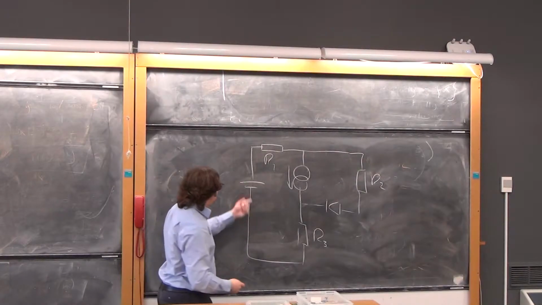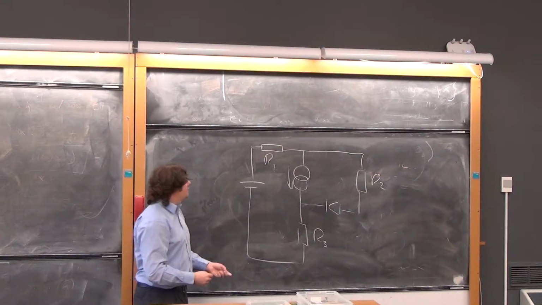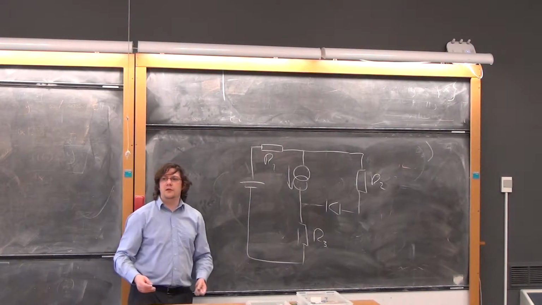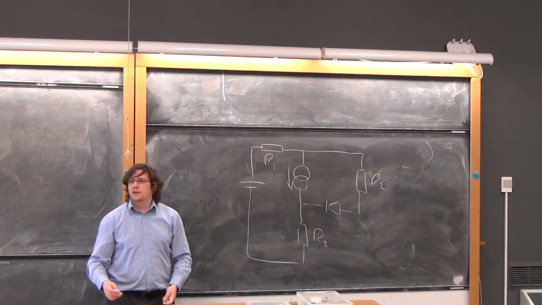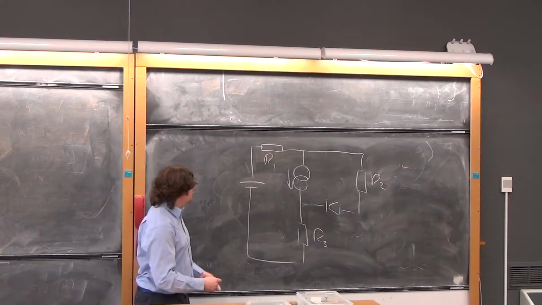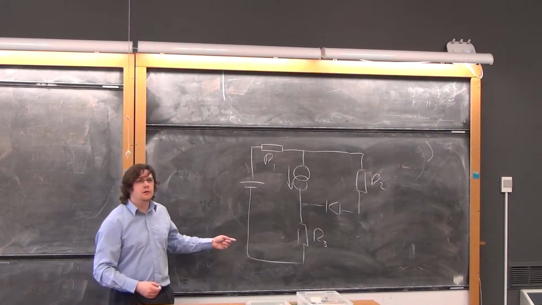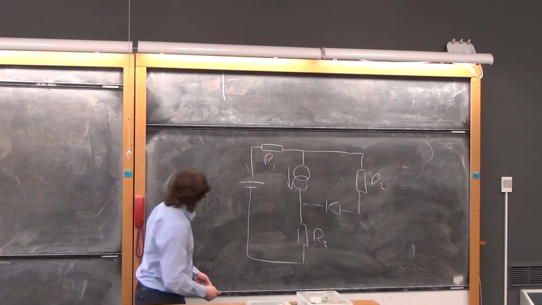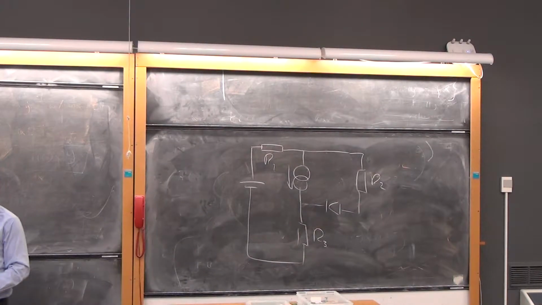So this is what it looks like, and you'd have to start by saying, I'm going to turn off all the sources one after the other, work out the circuits, and then combine them all together to get the answer. So which one do you want to turn off first?